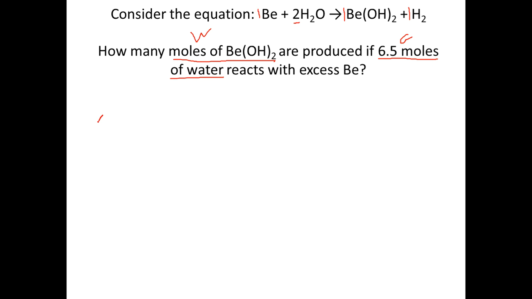All right, so let's start with what we're given. 6.5 moles of H2O. And we want to figure out how many moles of beryllium hydroxide that's going to produce. When we're doing our dimensional analysis, we always put the units of what we are looking for, what we're trying to solve, on top. So moles of beryllium hydroxide will go on top.